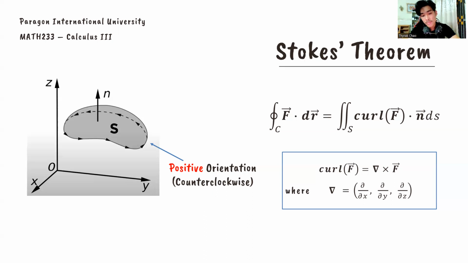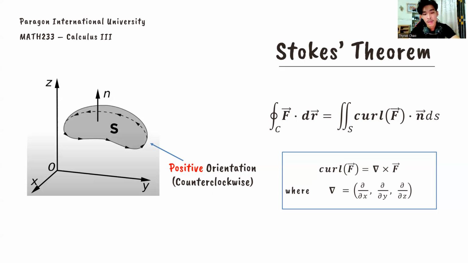Stokes' theorem says that the line integral of F along C is equal to the surface integral of the curl of F. They aren't too different to solve. It's just that now we have the extra step of finding a curl.